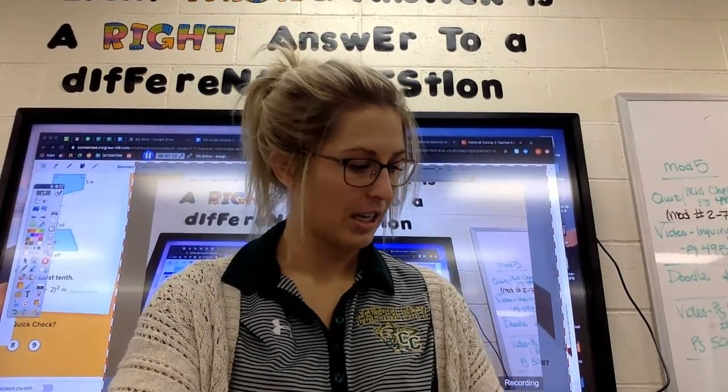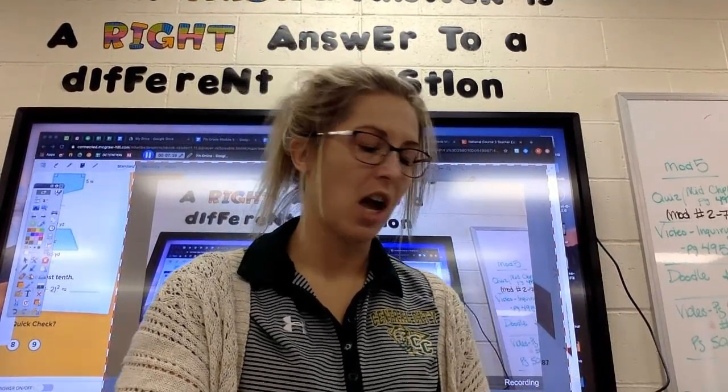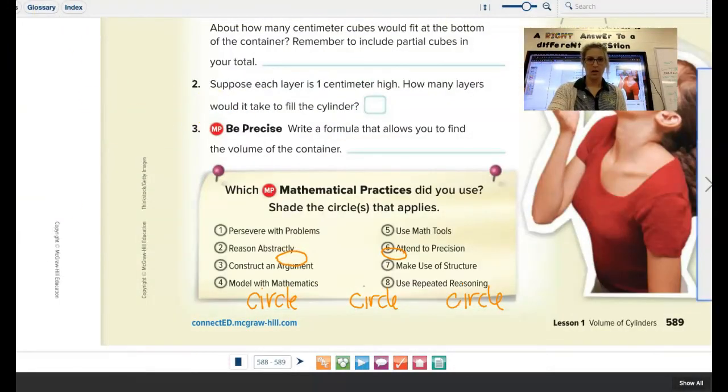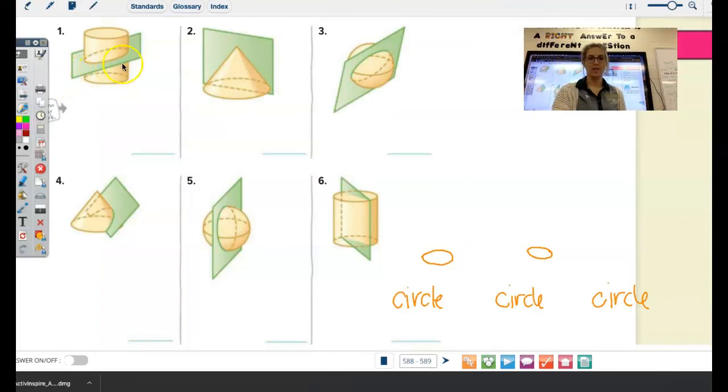So your job is to do the next page, 588, numbers 1 through 6, and you're just going to tell me if you cut those shapes at the angle that it shows you in the green, what shape would it make where you cut that figure? So 1 through 6, take a picture of it and submit it to Google Classroom.